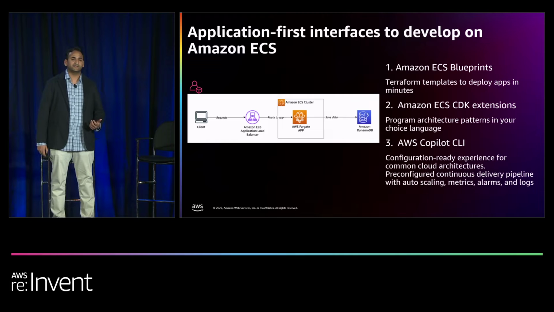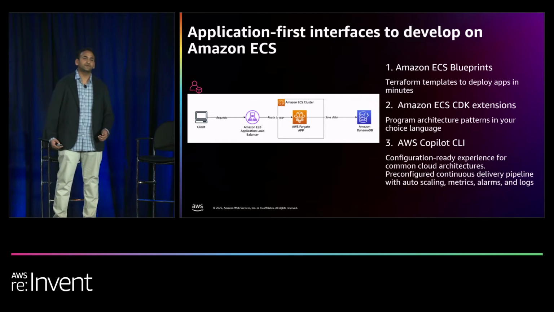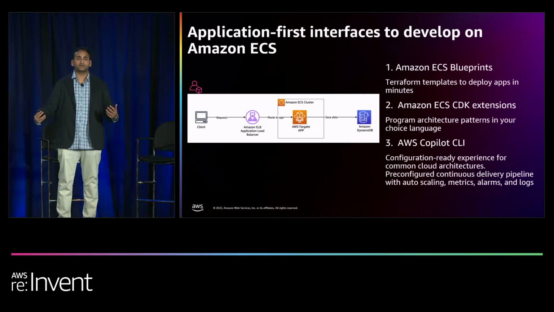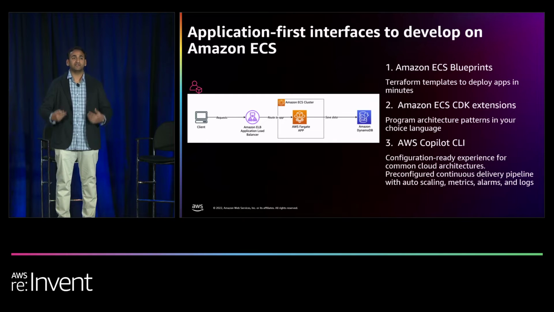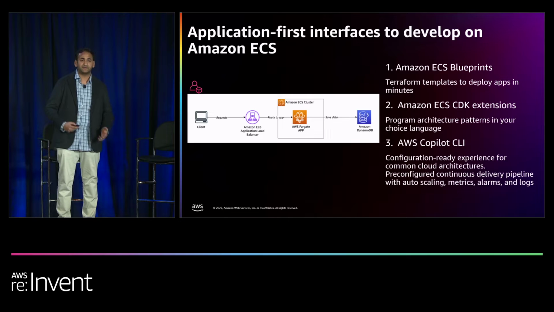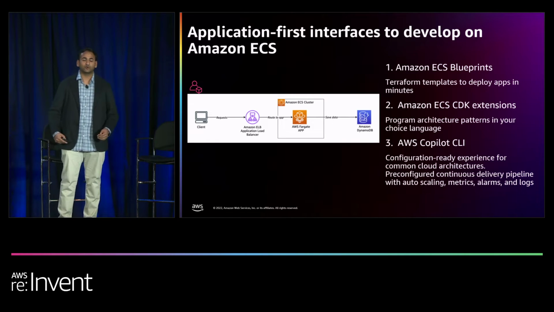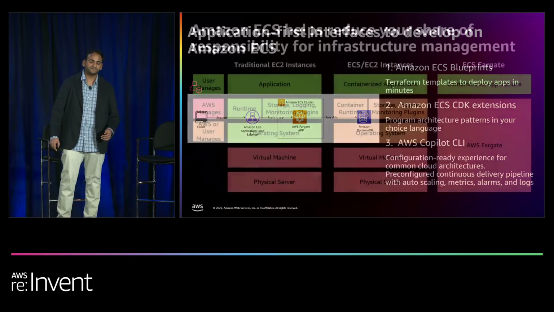Finally, Copilot CLI. Copilot is an opinionated CLI which allows you to run applications at higher order constructs so that you don't need to think about things like creating a build pipeline, looking at infrastructure, looking at the application spec. It's almost as simple as saying, here is my container, AWS, please run it for me. We'll take a closer look at Copilot CLI in a couple of minutes.